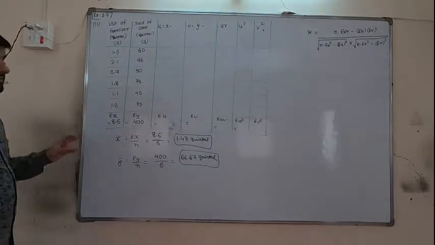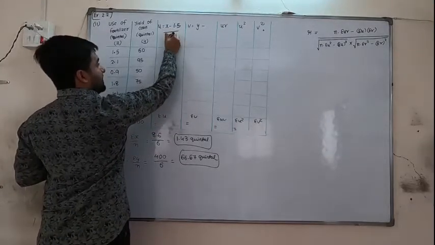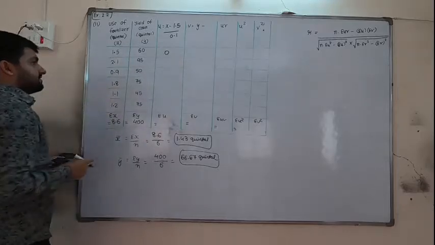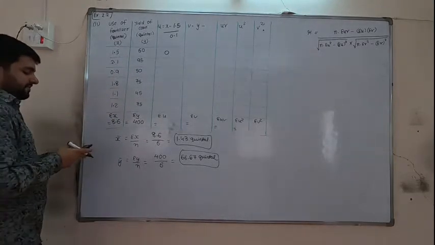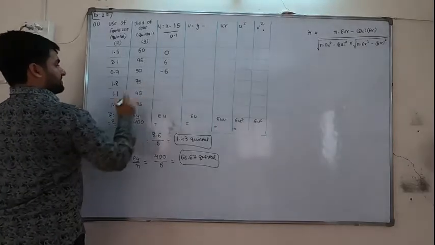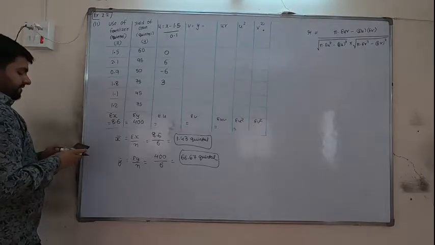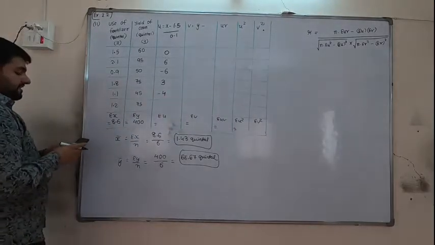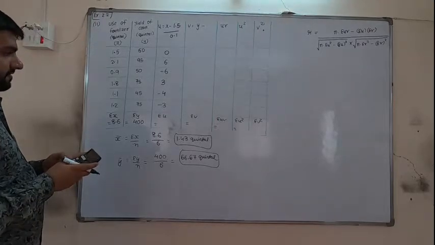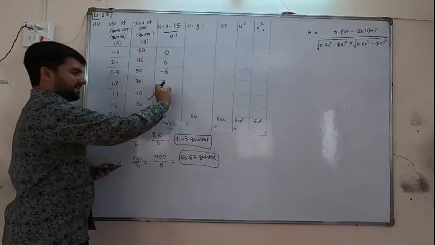Now the value nearby 1.43 we can take as 1.5. Each value has one decimal point, so we divide by 0.1. 1.5 minus 1.5 divided by 0.1 is 0. 2.1 minus 1.5 divided by 0.1 is 6. 0.9 minus 1.5 divided by 0.1 is minus 6. 1.8 minus 1.5 divided by 0.1 is 3. 1.1 minus 1.5 divided by 0.1 is minus 4. 1.2 minus 1.5 divided by 0.1 is minus 3. Now 6 minus 6 plus 3 minus 4 minus 3: the 6 and minus 6 cancel, 3 and minus 3 cancel, and the remaining is minus 4.